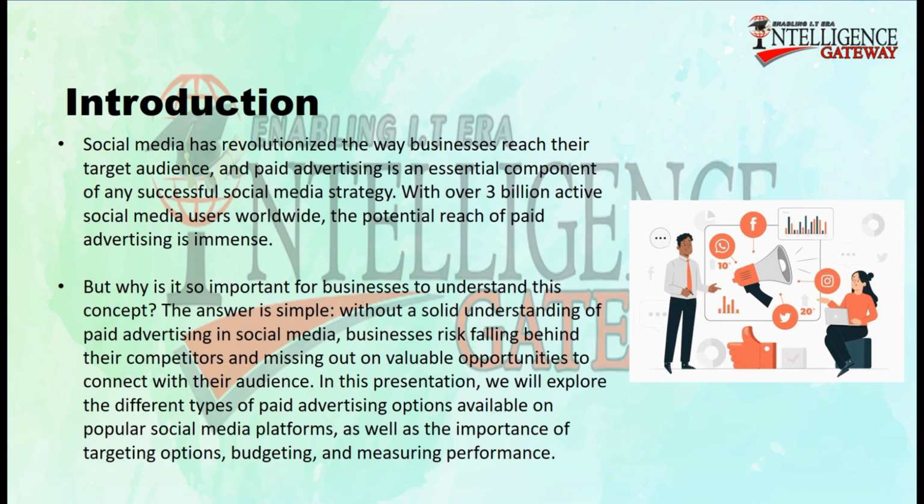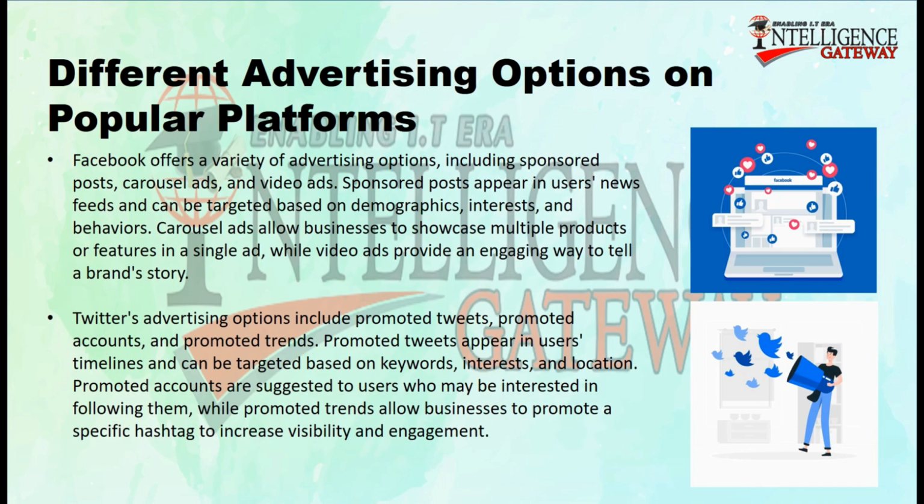In this presentation, we will explore the different types of paid advertising options available on popular social media platforms, as well as the importance of targeting options, budgeting, and measuring performance. Different advertising options on popular platforms. Facebook offers a variety of advertising options, including sponsored posts, carousel ads, and video ads. Sponsored posts appear in users' news feeds and can be targeted based on demographics, interests, and behaviors. Carousel ads allow businesses to showcase multiple products or features in a single ad, while video ads provide an engaging way to tell a brand story.